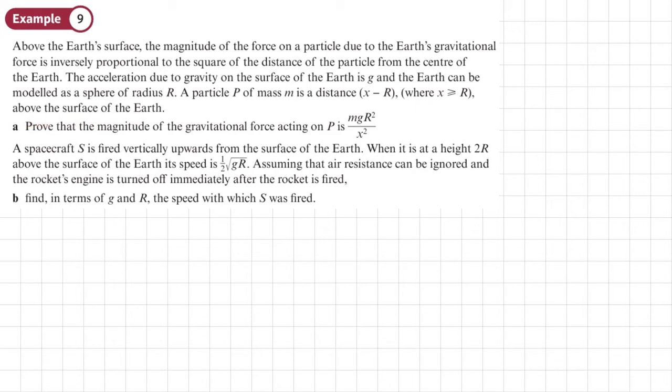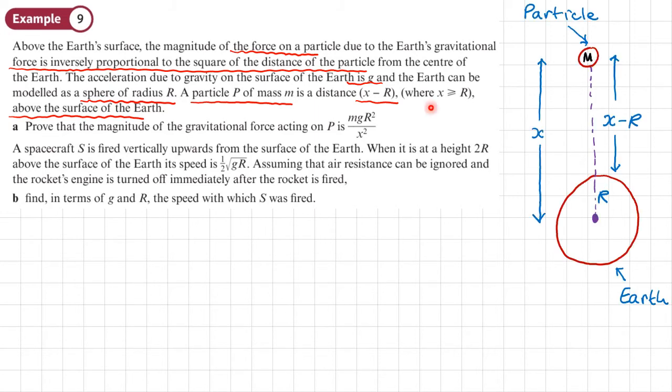So before I go to part A, lots of information here. This force is inversely proportional to the square of the distance of the particle from the centre of the Earth. Acceleration due to gravity is g. The Earth can be modelled as a sphere with radius r. We've got this particle that has mass m and has a distance x minus r above the surface of the Earth. So before I do any work, I'm just going to draw a little diagram so I can see what's going on. Okay, so here's my diagram.